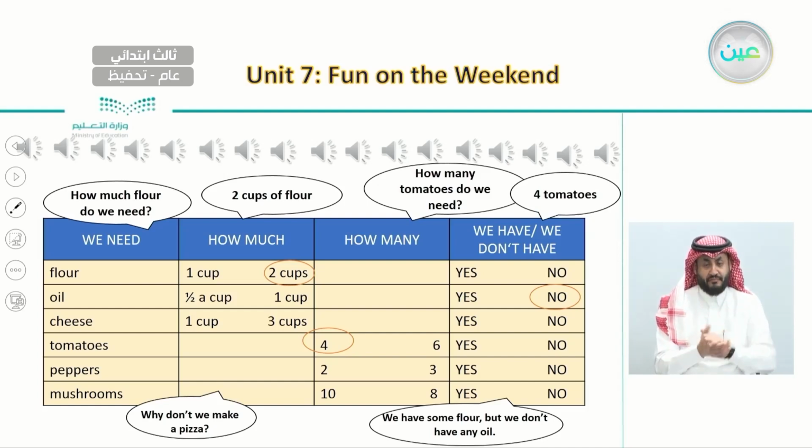Are you hungry? Yes, I am. Is there anything to eat? Why don't we make a pizza? That's a great idea. What do we need? Let me see. We need flour, oil, cheese, tomatoes, peppers and mushrooms. How much flour do we need? We need 2 cups of flour. And oil? How much oil do we need? Half a cup of oil. And cheese? How much cheese? 3 cups of cheese. Wow, that's a lot of cheese. What about tomatoes? How many tomatoes do we need? 4 tomatoes. Okay, 4 tomatoes. How many peppers? 2 peppers. How many mushrooms do we need? 10 mushrooms.